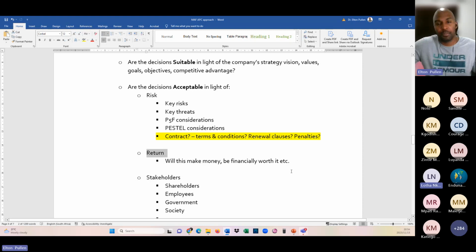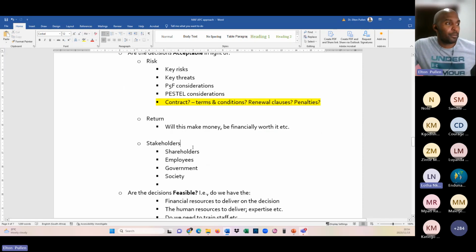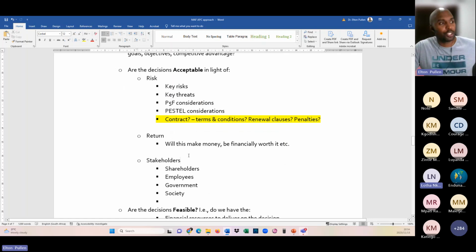That's where things like possibly needing to do an NPV come in, to see if this is going to be financially viable. And then, is it acceptable in light of all the stakeholders? So remember that emphasis on stakeholders, not just shareholders. Shareholders are stakeholders. So will the shareholders be happy? Will this thing we're doing favor or be negative towards the employees? How will government view it? Society, etc. So, the lobbyists and all these groups, are they going to be happy with what we're doing?